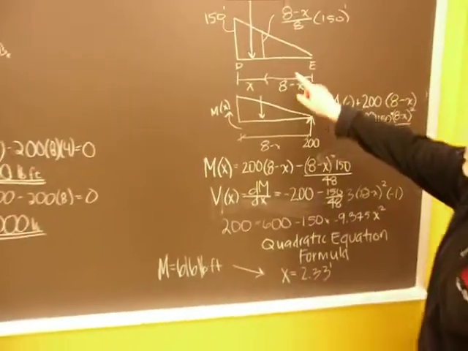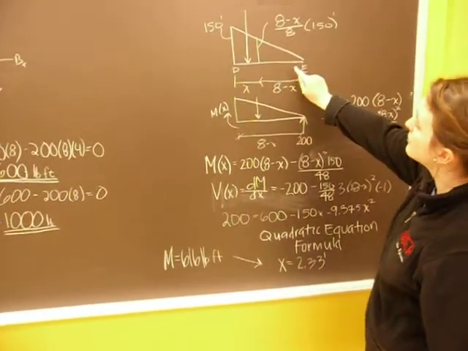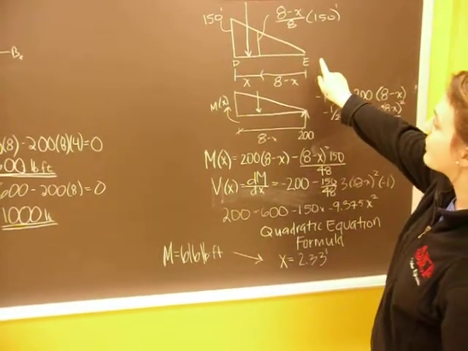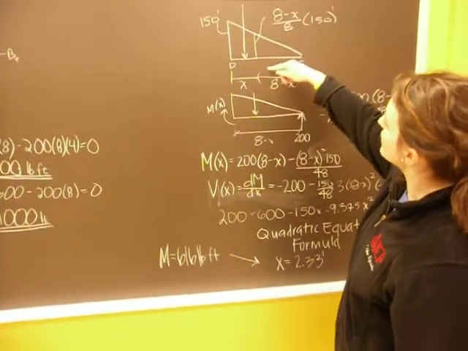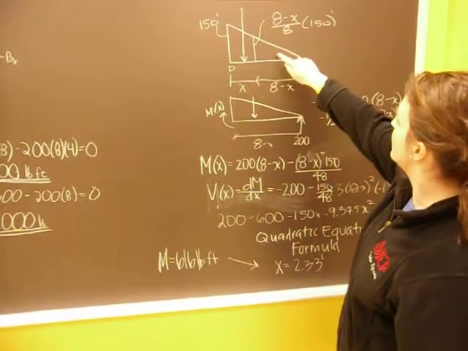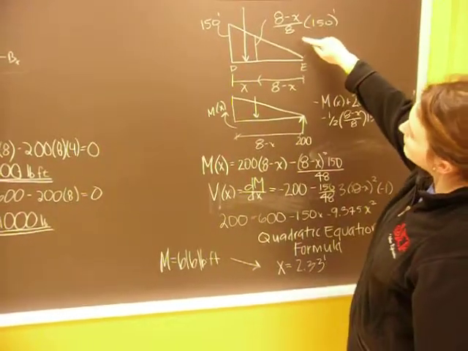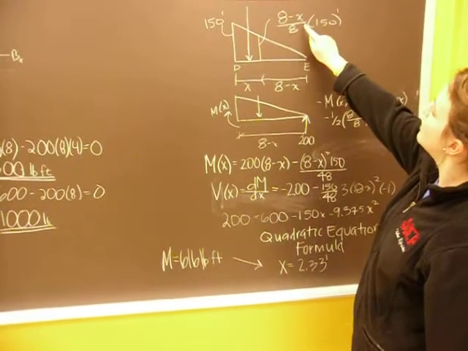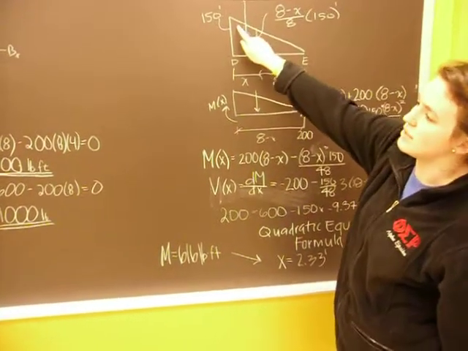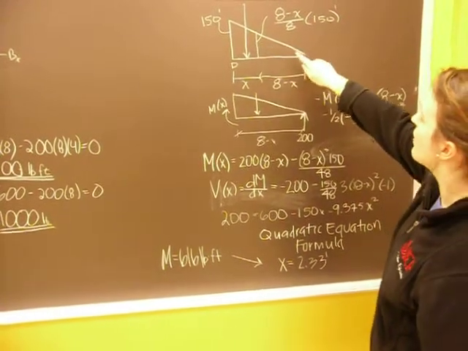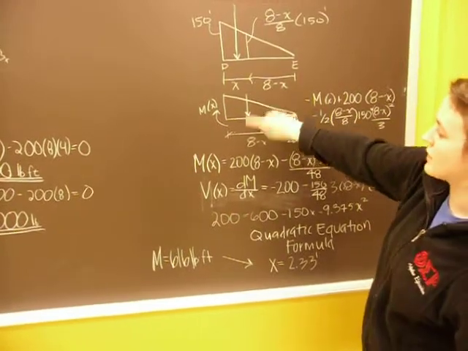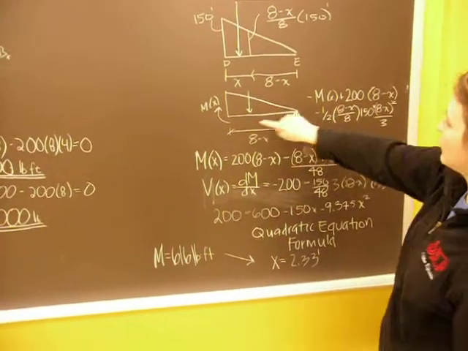So this is the free body diagram of DE, and we know that this entire length is 8. But we have to cut it at this section here, so we know that's 8 minus x, because we're going to be calling this x. So in order to find this height by similar triangles, it's 8 minus x over 8 times the 150, which is the pounds per foot of the loading.